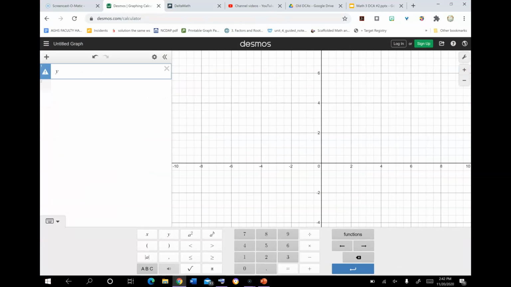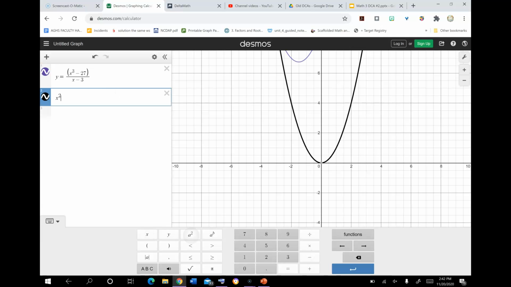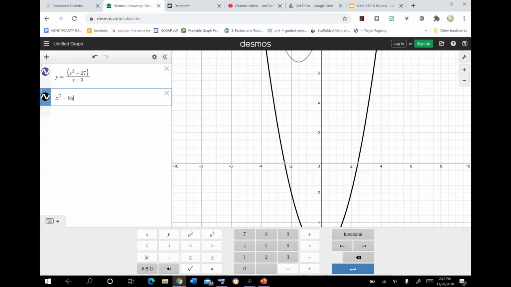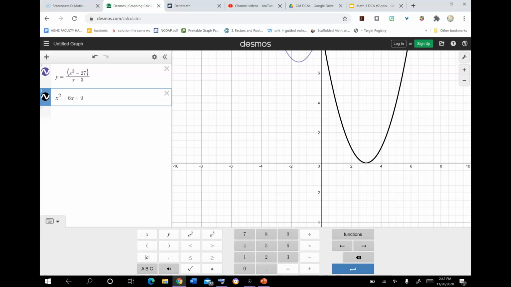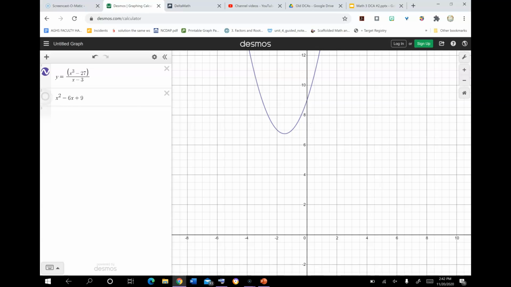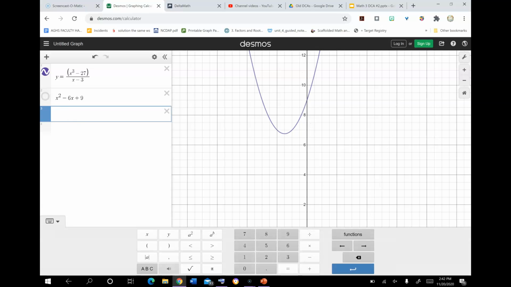First, you type in the question we just formed. We said that it was x cubed minus 27 divided by x minus 3. So just type in the answers. Let's start with answer choice A. X squared minus 6x plus 9. Two graphs, so it's not it. Let's do B. B is going to be x squared plus 3x plus 9.